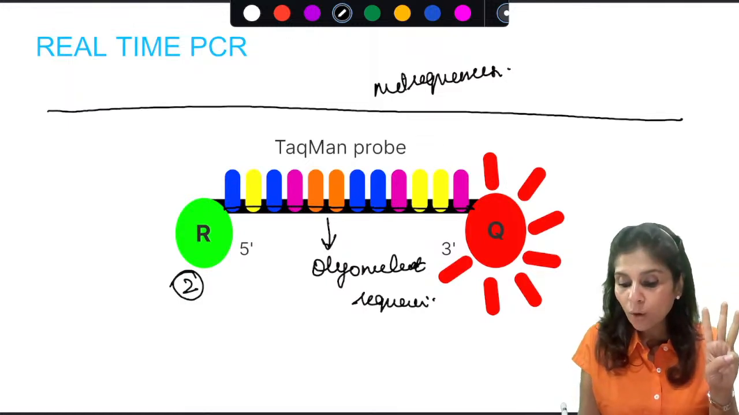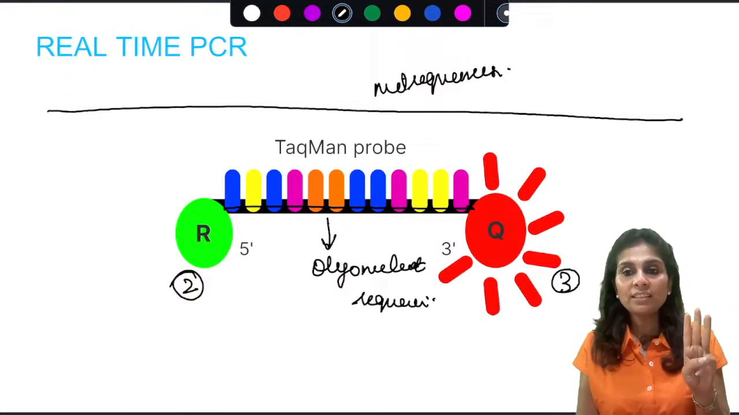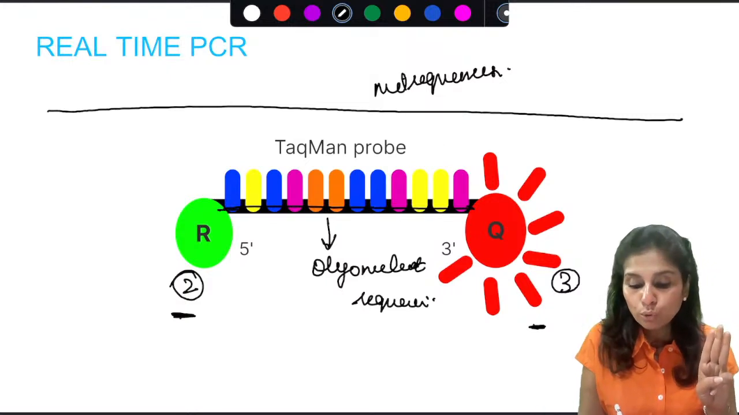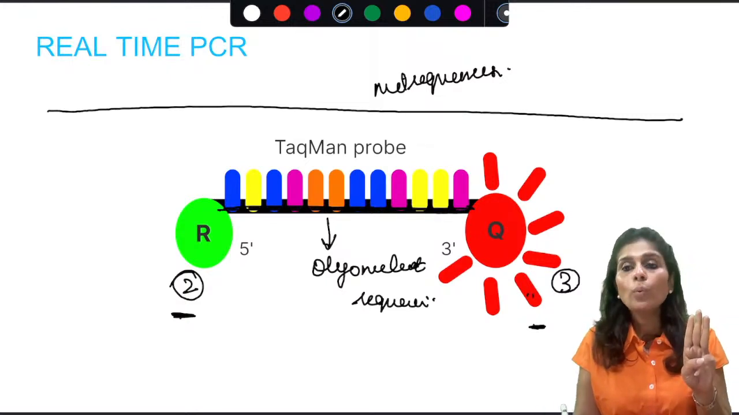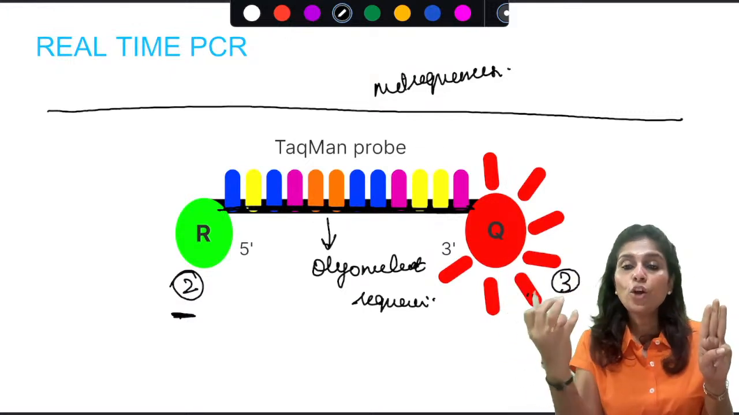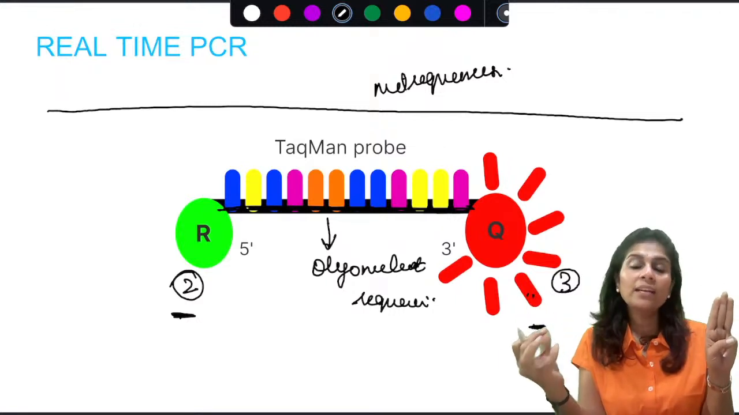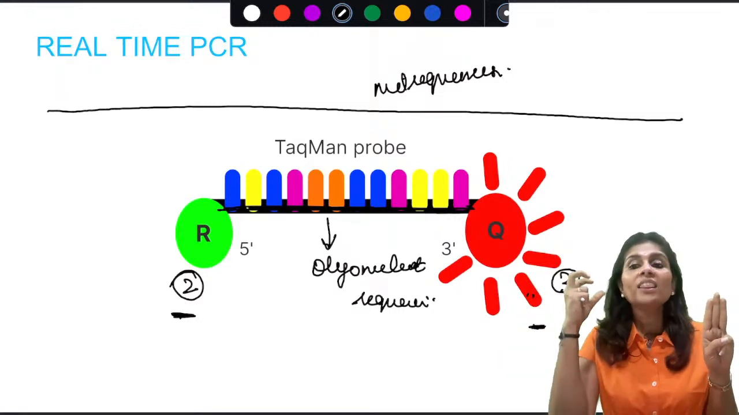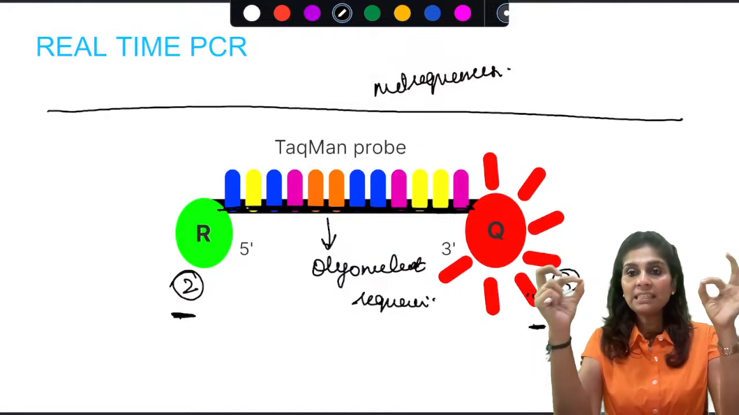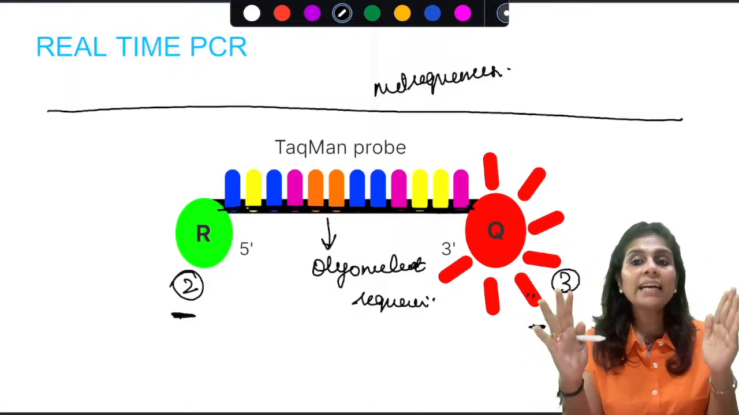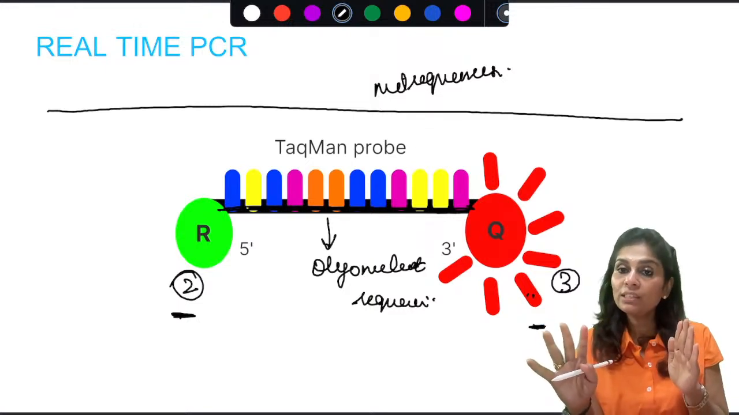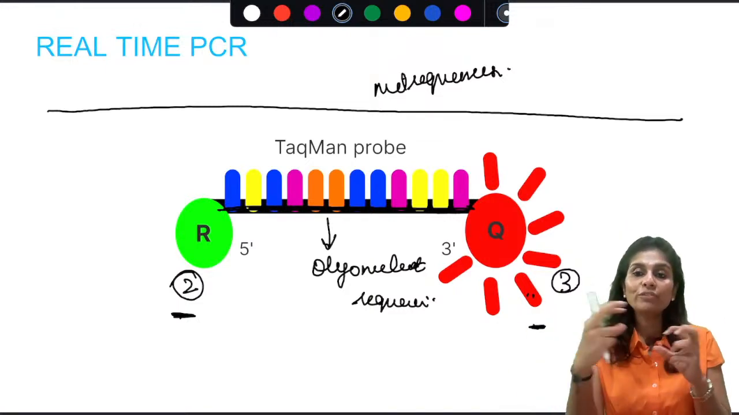The third part is a quencher dye. What is a quencher dye? As long as the quencher dye is in attachment with the reporter dye through this oligonucleotide sequence, the quencher dye quenches the fluorescence of the reporter dye. Do you understand this? Which means when you have this TaqMan probe, the fully intact TaqMan probe does not show any fluorescence. Why do you think it does not show any fluorescence? Because the quencher dye quenches the fluorescence of the reporter dye.